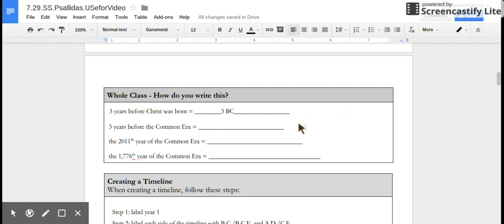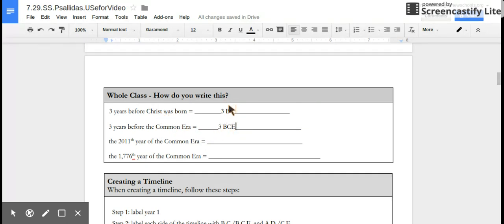Welcome back. We are now going to go over your answers. 3 years before the Common Era should say 3 BCE. These mean the same exact thing. It's just a different way of saying it. The reason why some people say BC or before Christ, and some people say BCE, before Common Era, is because some people don't identify as Christian. They don't believe in Christ. So they like to use a different terminology, but they mean the same thing.